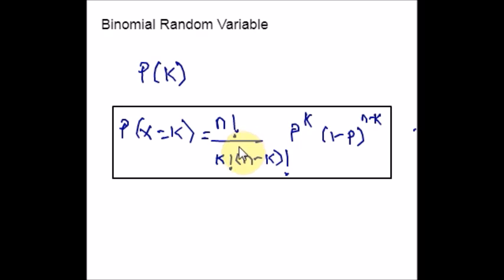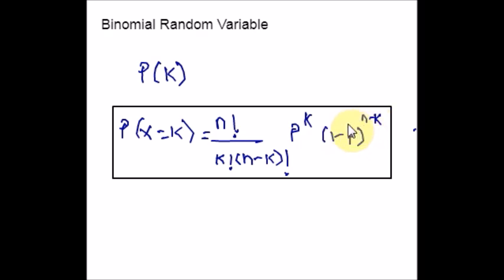Since all n events are independent, the probability of k successes in n trials is equivalent to the multiplication of the probability of each trial. Hence it's k successes and n minus k failures. So the probability for each way to achieve k successes and n minus k failures is p raised to k times 1 minus p, the failure probability, raised to n minus k.